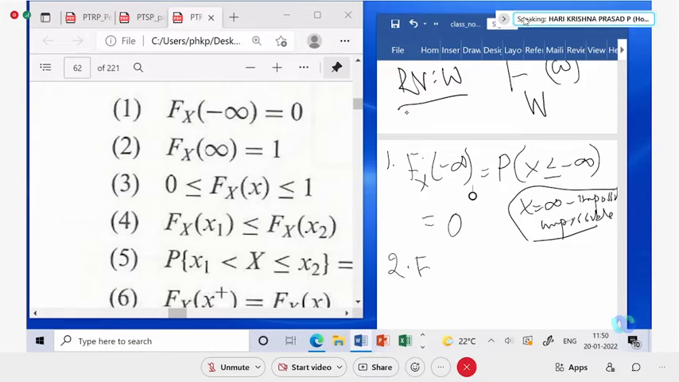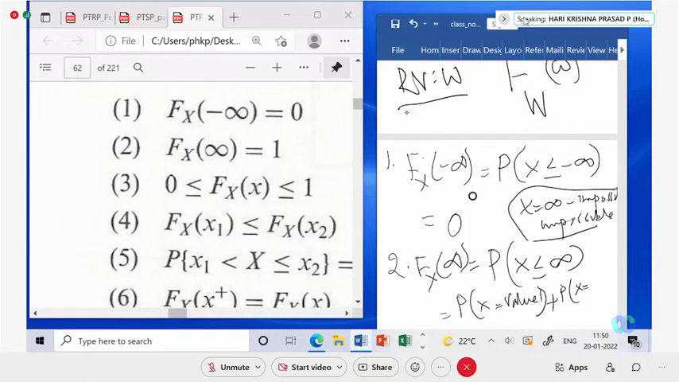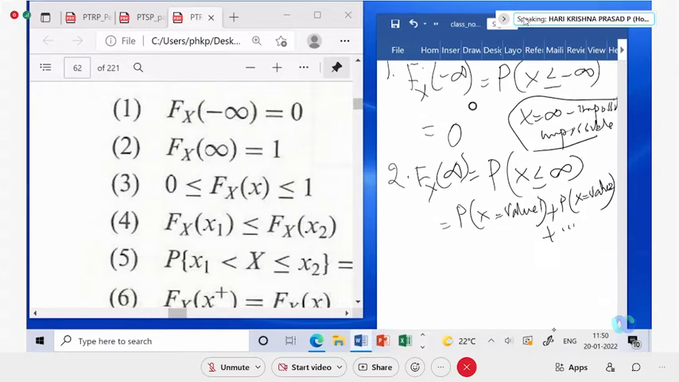When it comes to the second property, what is this by definition? Probability that x takes a value less than or equal to infinity. So what values of x should I include? All possible values of x. X equal to say value 1 plus probability that x takes a value of say value 2 and so on. All possible values I should include. When I include all such possible values, what is the total probability of this summation? It is 1 because it is including all values of x.